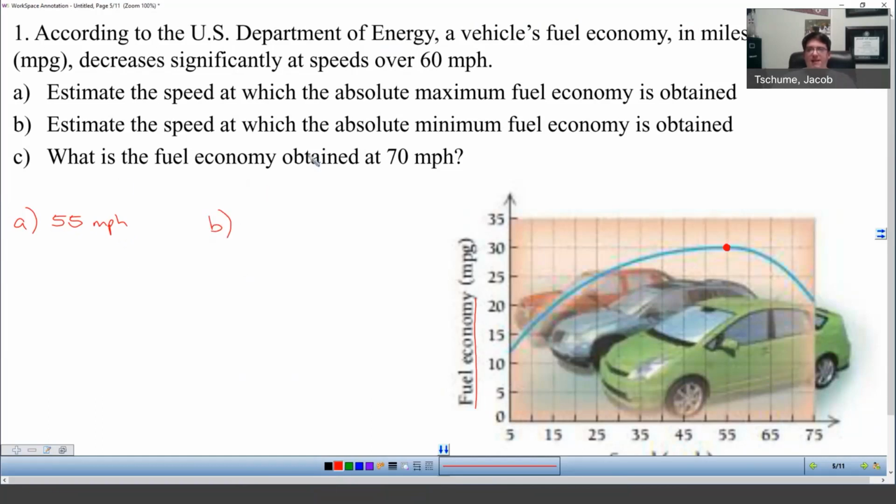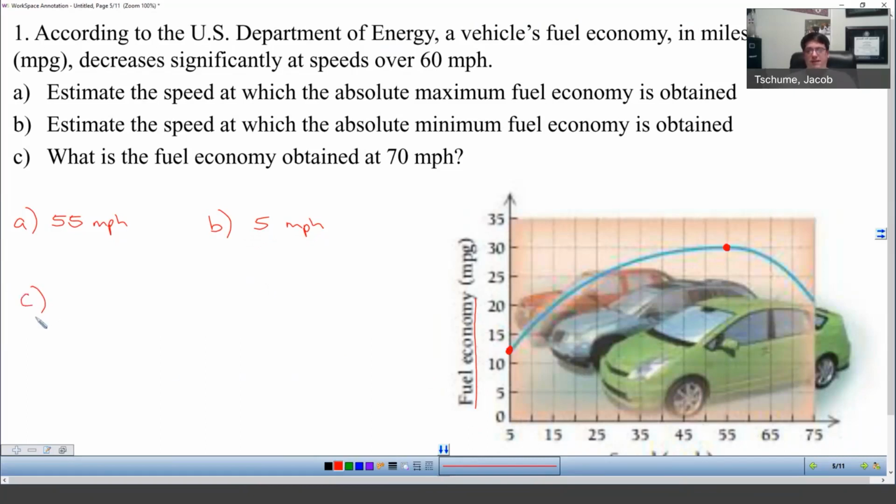Part B, estimate the speed at which the absolute minimum fuel economy is obtained. So you're looking at your graph and you're trying to find the lowest point. Well, as we've talked about, your lowest point can occur at an endpoint, and it does here. It occurs at that very first dot. That is when you're traveling 5 miles per hour. So if you drive 5 miles per hour, you're actually going to get the worst fuel economy out there.